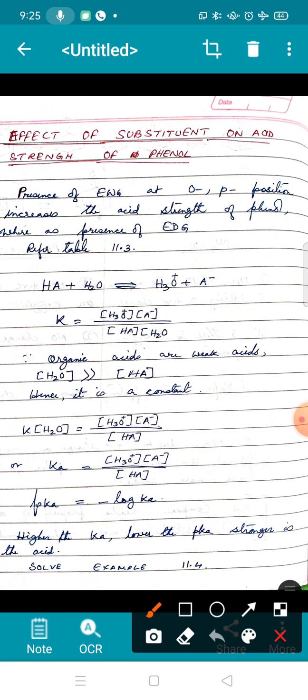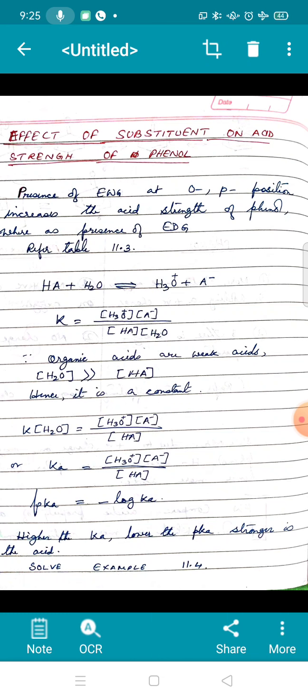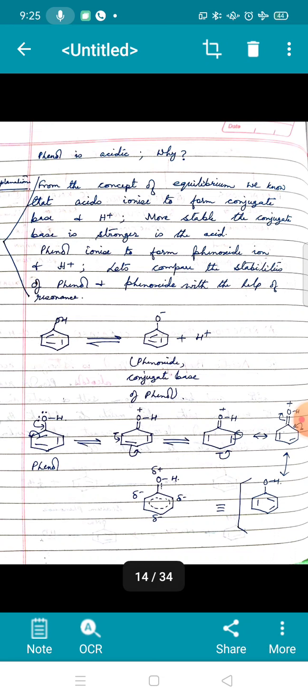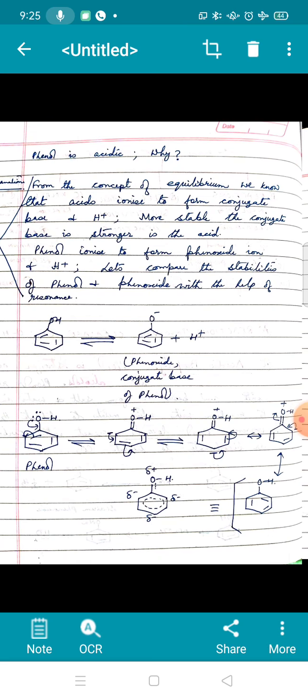So I request you to go through the table very carefully. When you have electron withdrawing groups at the ortho and para position, the acid strength of phenol becomes more, and if you have electron donating groups at ortho and para position, the acid strength of phenol decreases. And if you have an electron withdrawing or donating group in the meta position, it doesn't affect the acid strength much, because as you can see in the resonance structures of phenol, the meta position never develops any negative charge. So if you have a withdrawing or donating group in the meta position, the negative charge doesn't get affected much.